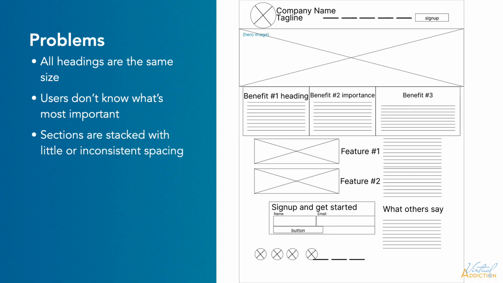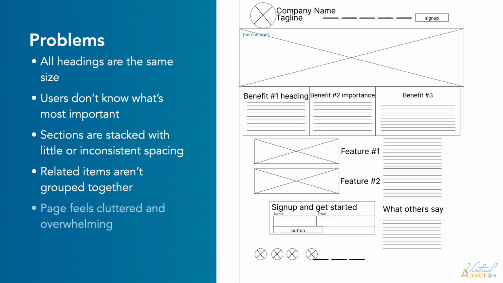Next is layout and spacing. Sections are stacked too closely together or spaced out inconsistently. Related items aren't grouped, so the page feels cluttered and overwhelming instead of structured. And finally, alignment. Nothing lines up. The edges feel jagged, and nothing seems to sit on a shared structure. Even if users can't explain why this feels wrong, misalignment makes a page feel unpolished and harder to scan. It looks cluttered and overwhelming.